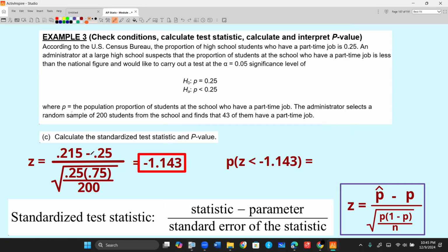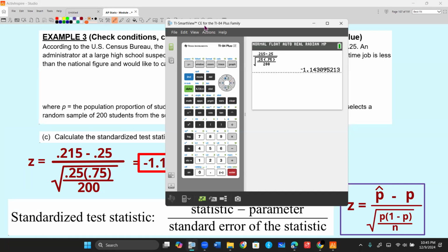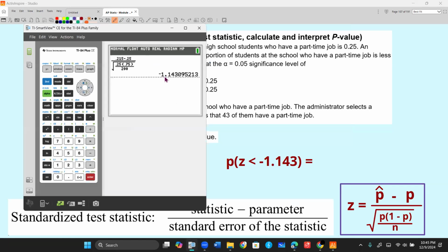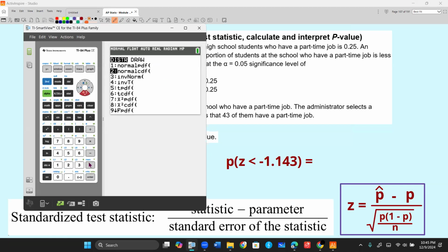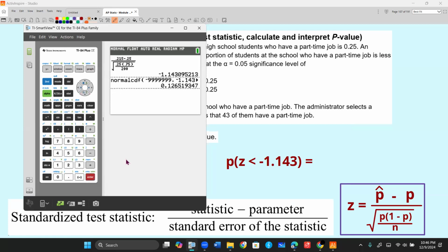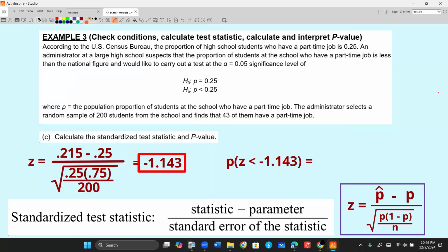So let's calculate our p-value. To calculate our p-value, we want to use a normal distribution, but it's based off of the number, right? So if the z-score is negative 1.143, we're looking for the probability of being less than that. So we use our normal CDF, and our lower bound is going to be negative infinity. Our upper will be the z-score, negative 1.143. Keep 0 and 1 as your mean and standard deviation. And you're going to get about 12.65%. Not very small, but that's going to be our p-value.